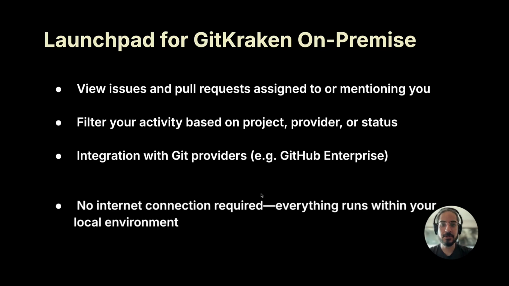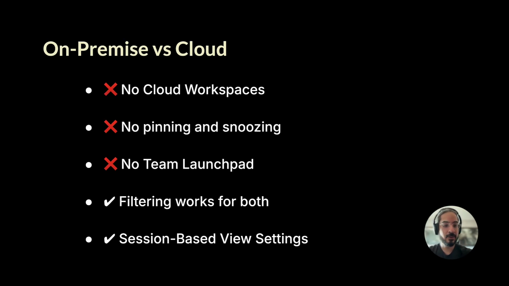All right, so that's what you get with Launchpad. One question you may have is what is the difference between on-premise Launchpad versus the cloud? The cloud version has access to cloud workspaces, which acts as an additional filter for the list of pull requests and issues. So that's not available with the on-premise version, and neither is pinning or snoozing. So this is just the ability to prioritize a list of PRs or issues by pinning some to the top or snoozing some for later.